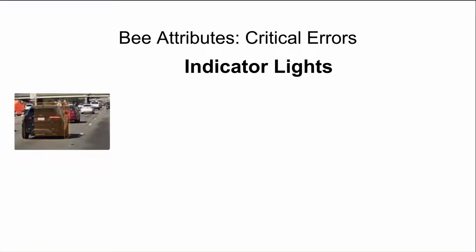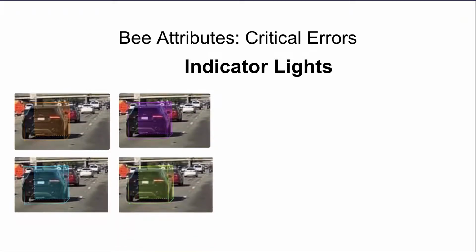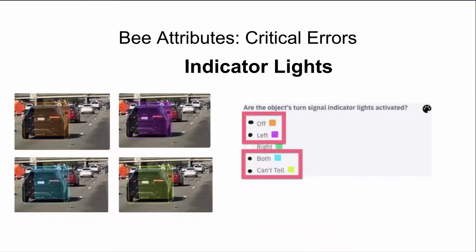So there are some critical errors that can be made when choosing the indicator light status. Here we have the same frame of the same car, and these are all examples of selections that are completely the wrong choice. If we look closer at the vehicle here, we can see the orange light activated on its right side.